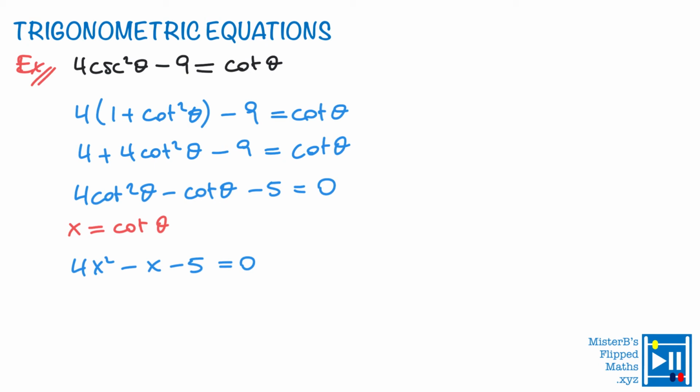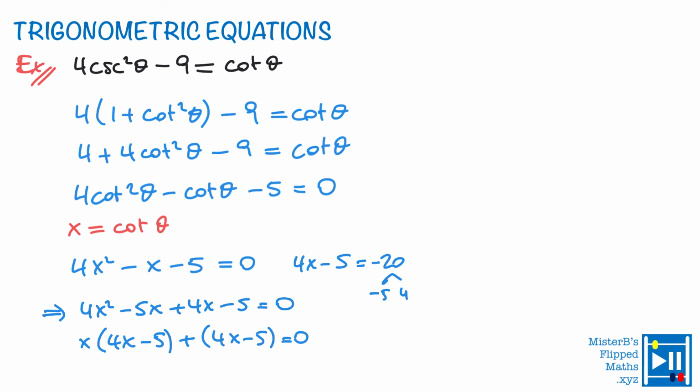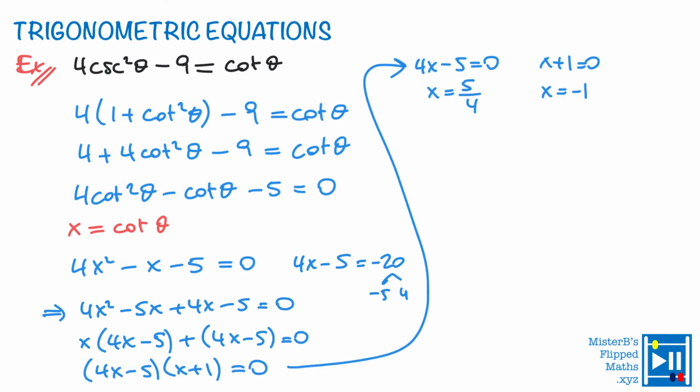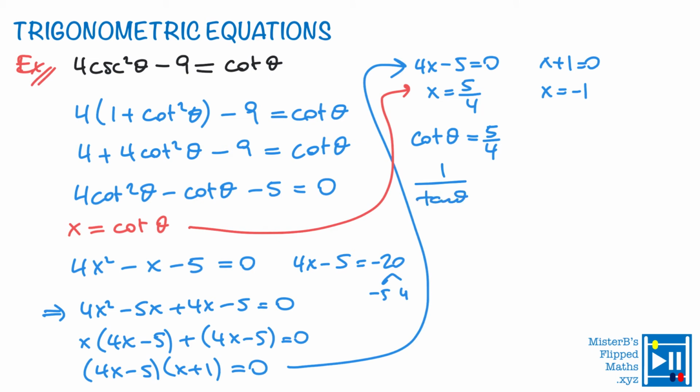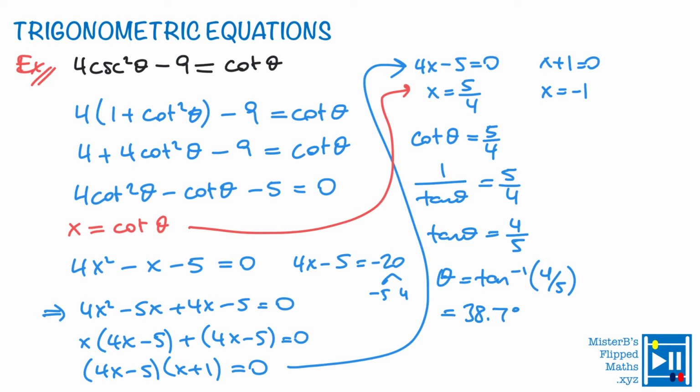What happens here is you have to go like 4 times negative 5 equals minus 20 and basically solve this quadratic equation. And at this point you're going to substitute the cotangent function back to where you see x. So it's going to be cotangent theta equals 5/4, which means 1/tangent theta equals 5/4, and this gives us tangent theta to be 4/5 if you flip the fractions. And from here, theta will be tangent inverse of 4/5, which gives us 38.7, correct to 3 significant figures.